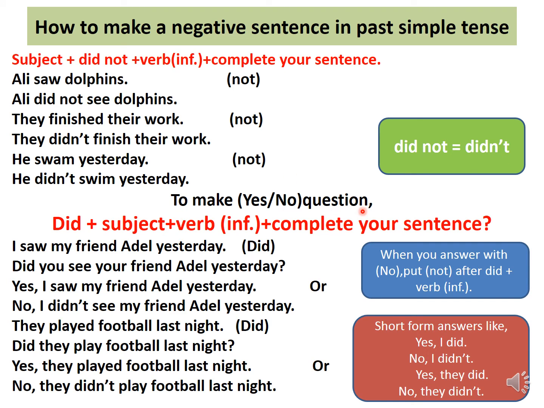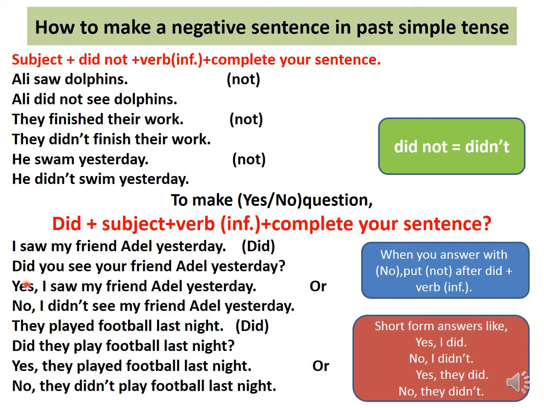To make a yes or no question, just start with did, then your subject, then the verb in infinitive without ed, just in infinitive. Complete your sentence and don't forget the question mark. I saw my friend Adil yesterday. To make a yes or no question, you're going to start with did. We said I, change it to you. Did you? So the present of saw is what? See. So, did you see your friend Adil yesterday?